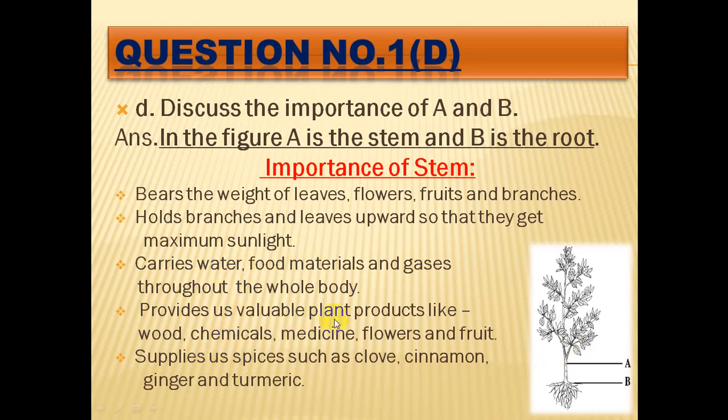It provides us valuable plant products like wood, chemicals, medicine, flowers and fruit. It supplies us spices such as clove, cinnamon, ginger and turmeric. So these are also spices, very important spices for us, and these spices you will also get from the stem.